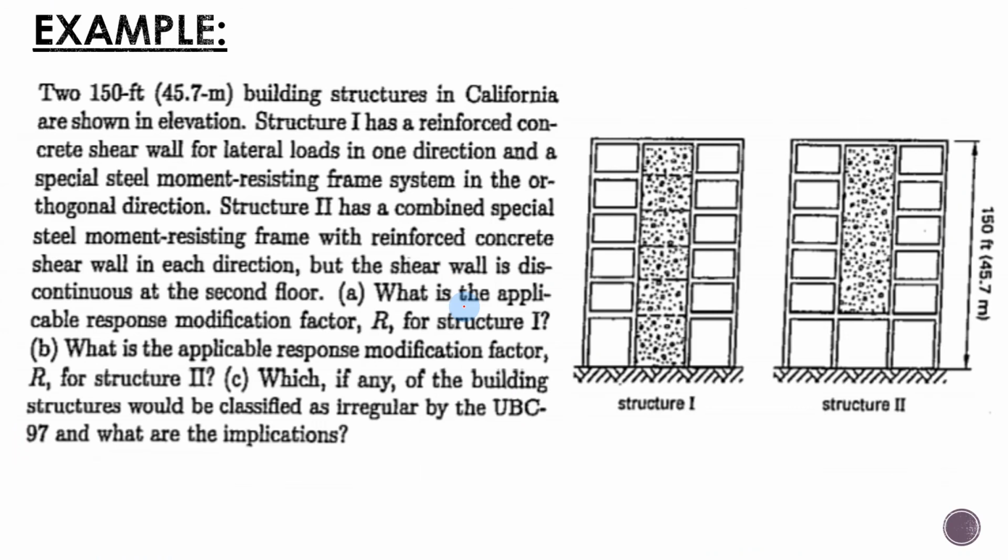Okay, so first, what is the applicable response modification factor R for structure 1? For B, how about for structure 2? Then for C, which, if any, of the building structures would be classified as irregular based on the UBC 97, and what are the implications?